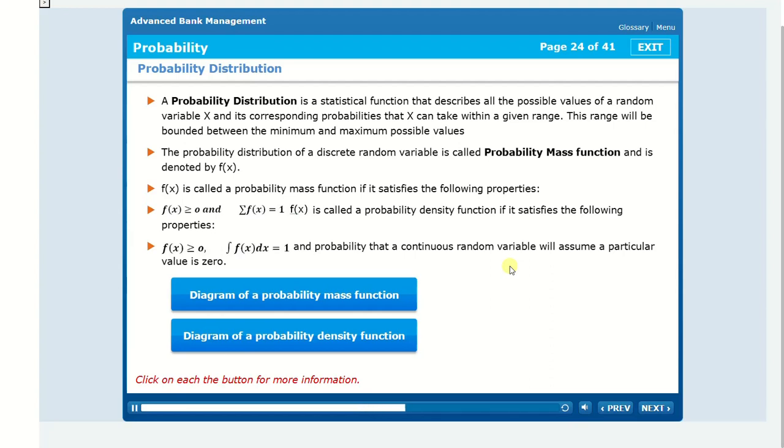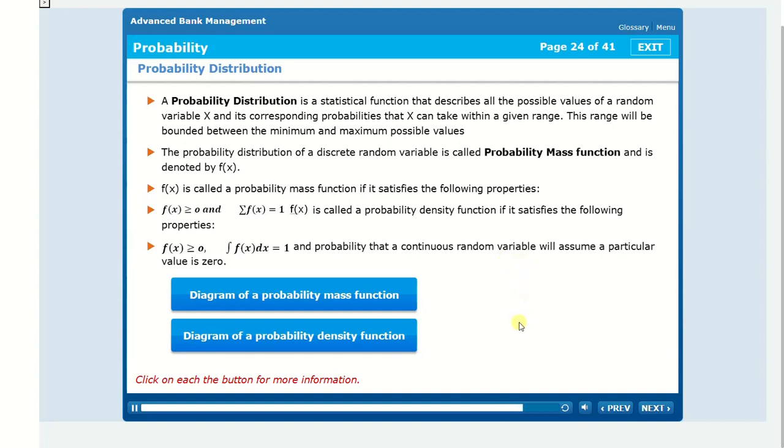F of x is called a probability density function if it satisfies the following properties: f of x greater than or equal to 0, and the integral of f of x dx equal to 1. And the probability that a continuous random variable will assume a particular value is 0.